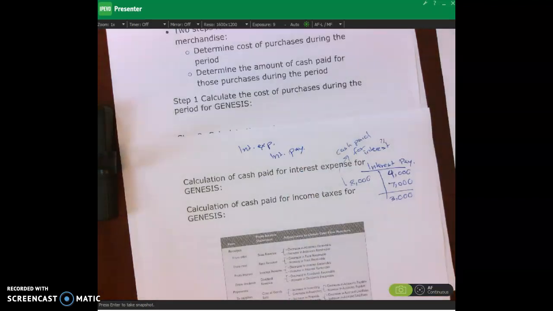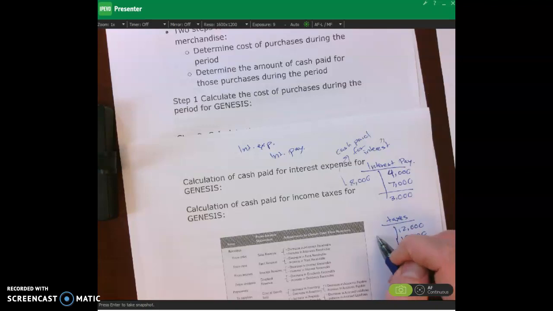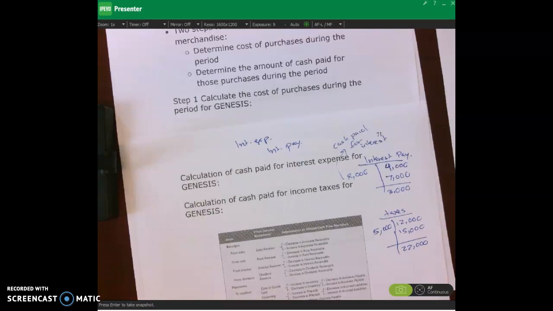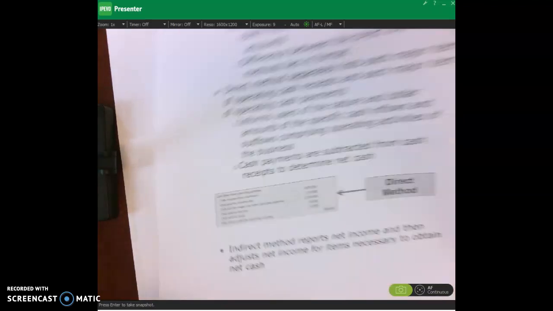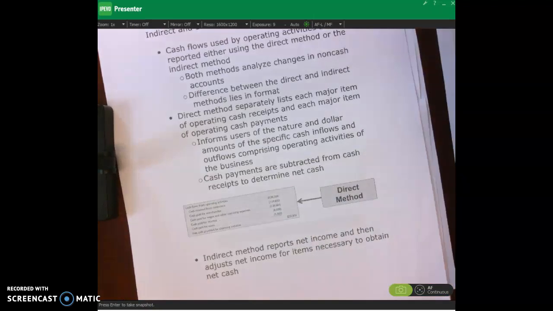The same thing applies for income taxes. So I have my taxes over here. I have my beginning of 12,000. And if you looked on the income statement, you had tax expense of 15,000. And then you had ending over here of 22,000. That means the unknown right here is equal to 5,000. This is the taxes paid. This is the interest paid. Interest paid, taxes paid. And thank you.